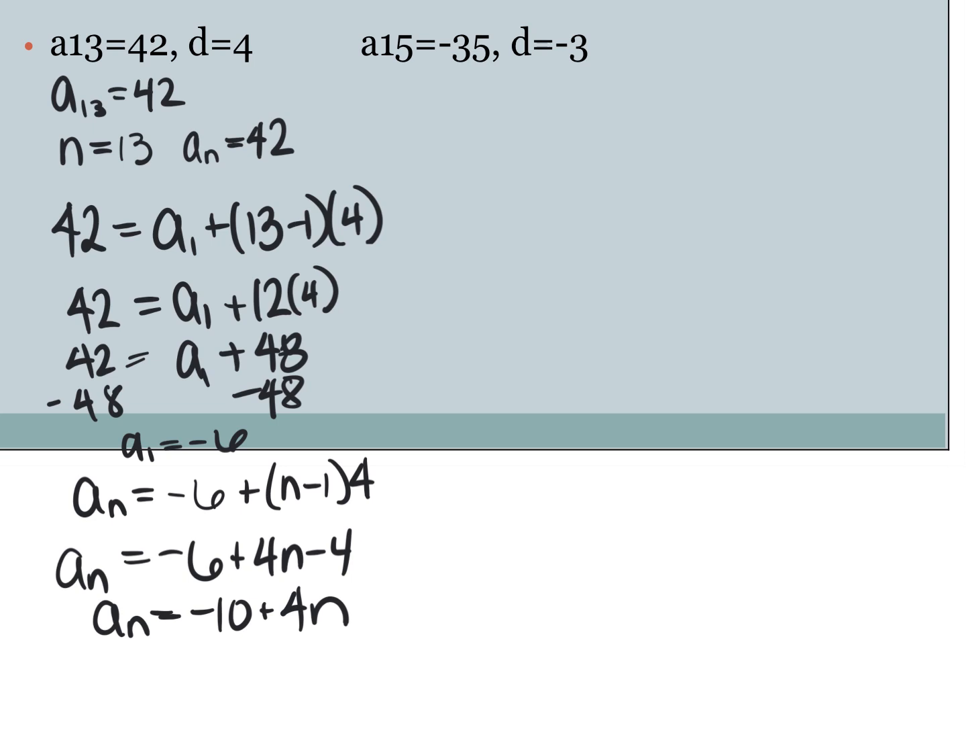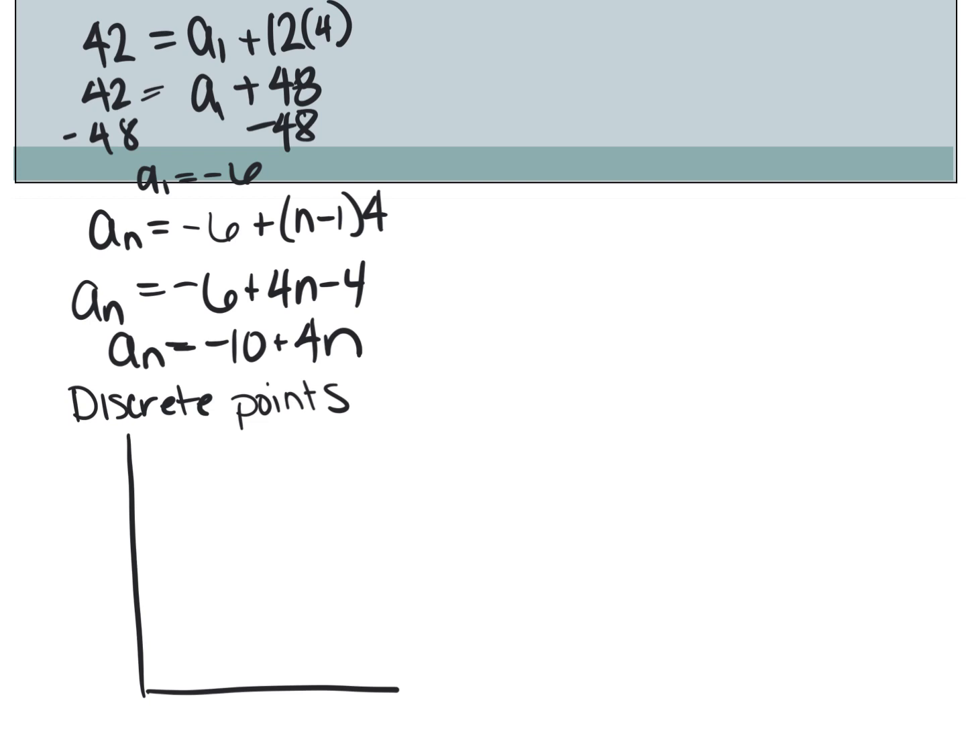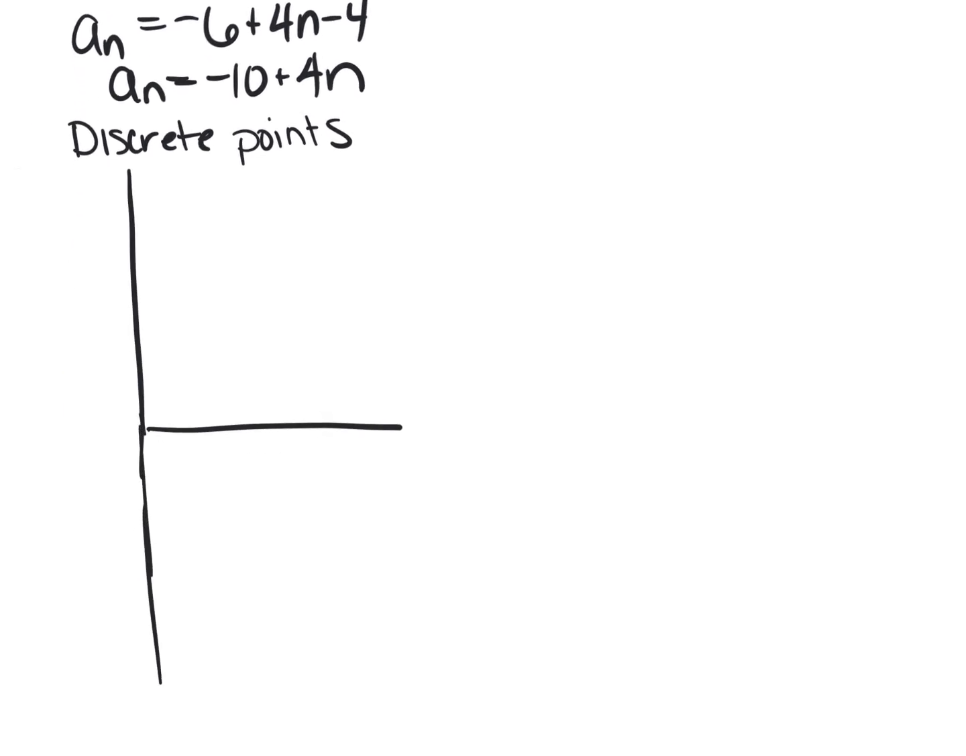And when we graph these, we are graphing discrete points. You can't have a 1.5 term. You can only have a term 1, term 2, term 3. And so our graphs are individual points. This one starts at negative 10.